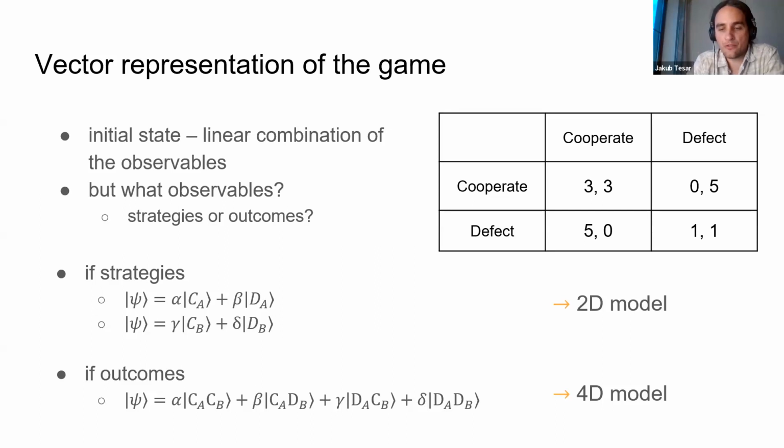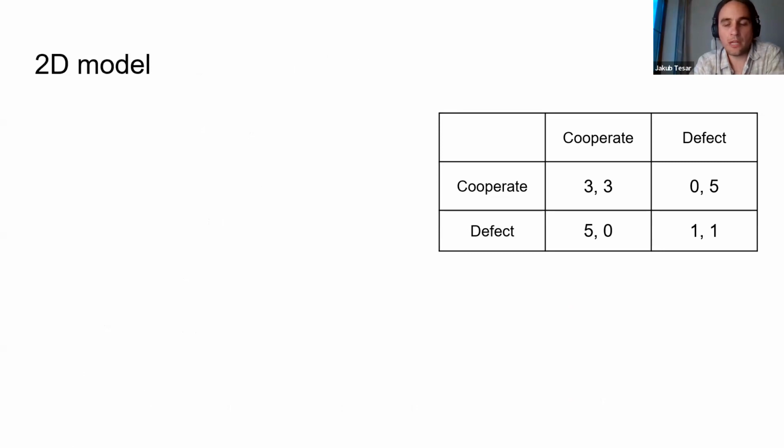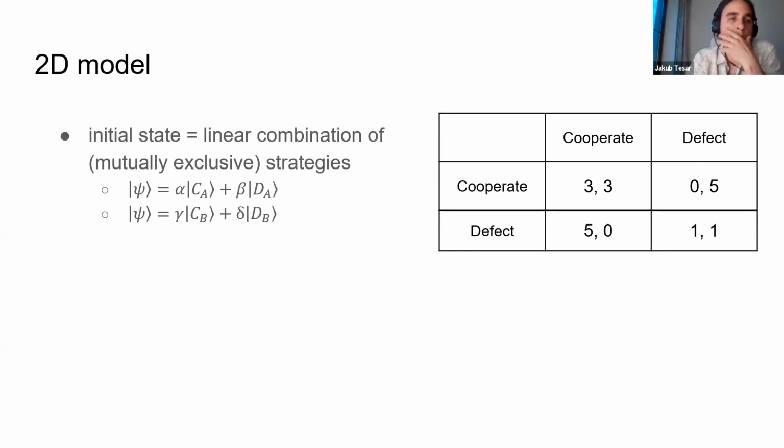Okay, so the general idea is that we can construct or represent the game in either a 2-dimensional or 4-dimensional model. And actually both of them have been used in the literature. What is new here, what I presented at the conference, is this general framework, but there are papers that represent the game in 2 dimensions, and there are papers that represent the game in a 4-dimensional model.